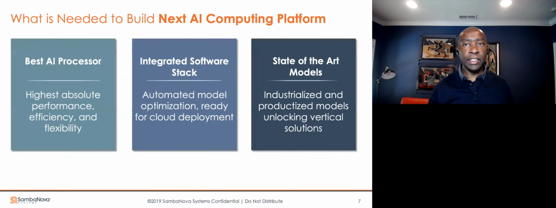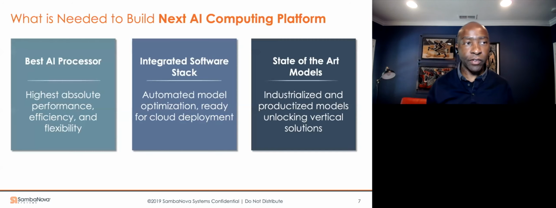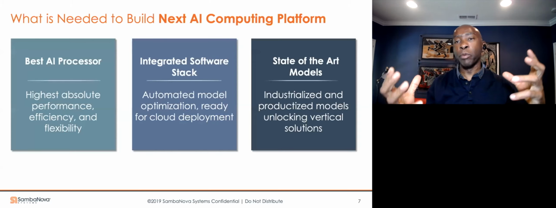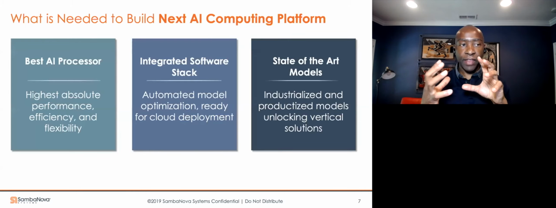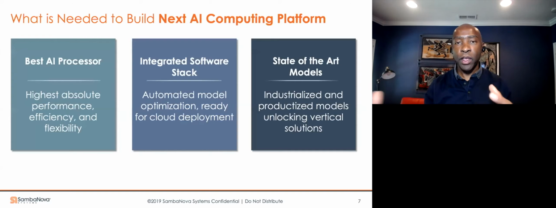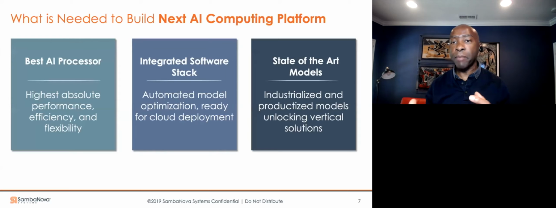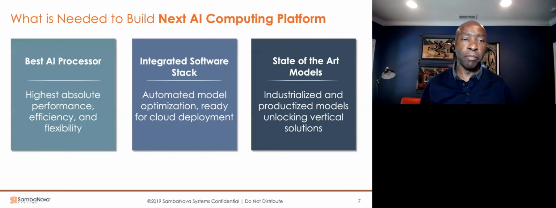So what exactly did we think was needed in the next generation AI computing platform? Three key components, which will basically be the structure of the rest of the talk. First is to build the best AI processor, with the highest absolute performance. Performance is very important, but even potentially more important is being able to get that performance in a very efficient way, efficient in terms of resource usage, both energy and chip resources, and flexible enough to accommodate the wide variety of machine learning models being developed.